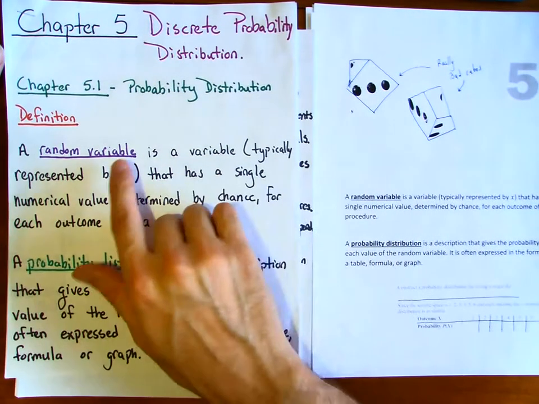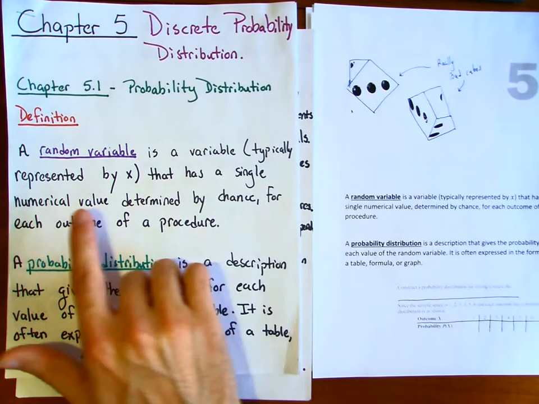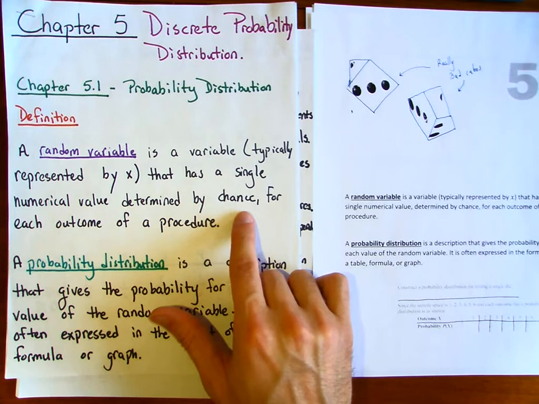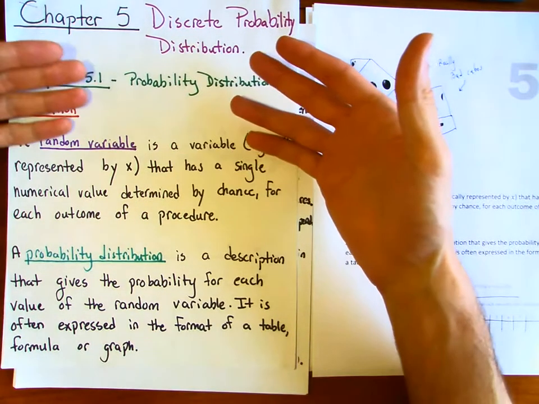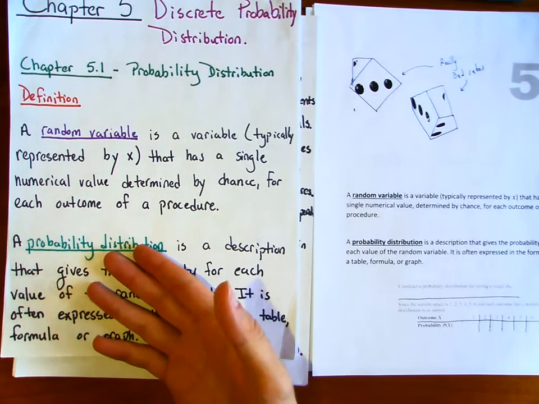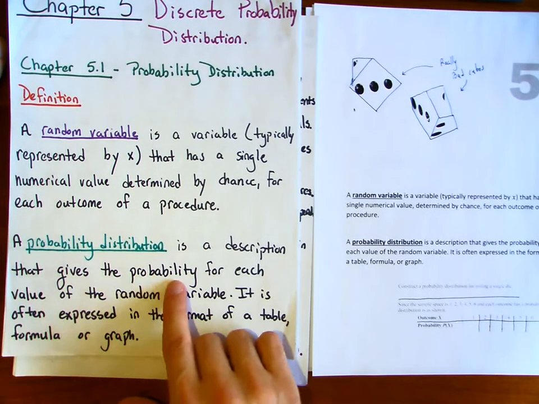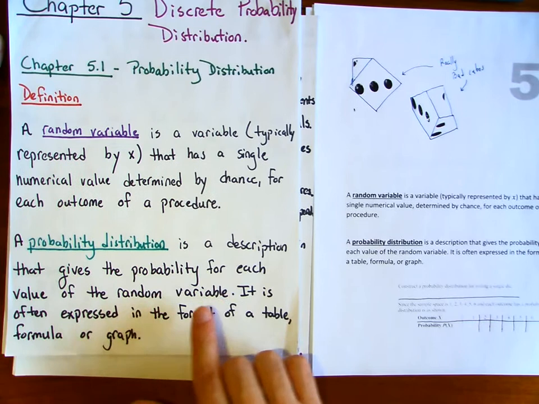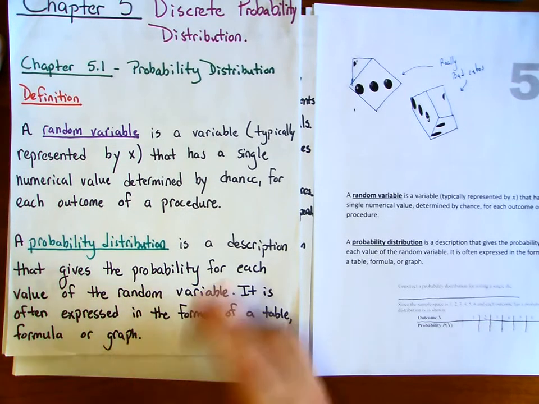So for a random variable, it is a variable typically represented by x that has a single numerical value determined by chance for each outcome of a procedure. And this is a probability distribution. It's a description that gives the probability for each value of the random variable. It is often expressed in the format of a table, formula, or graph.